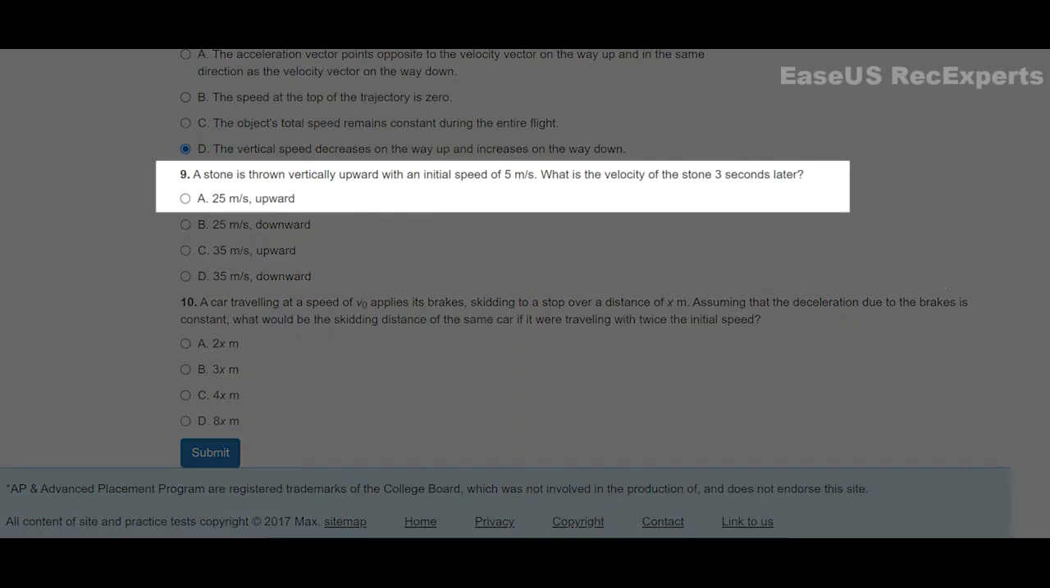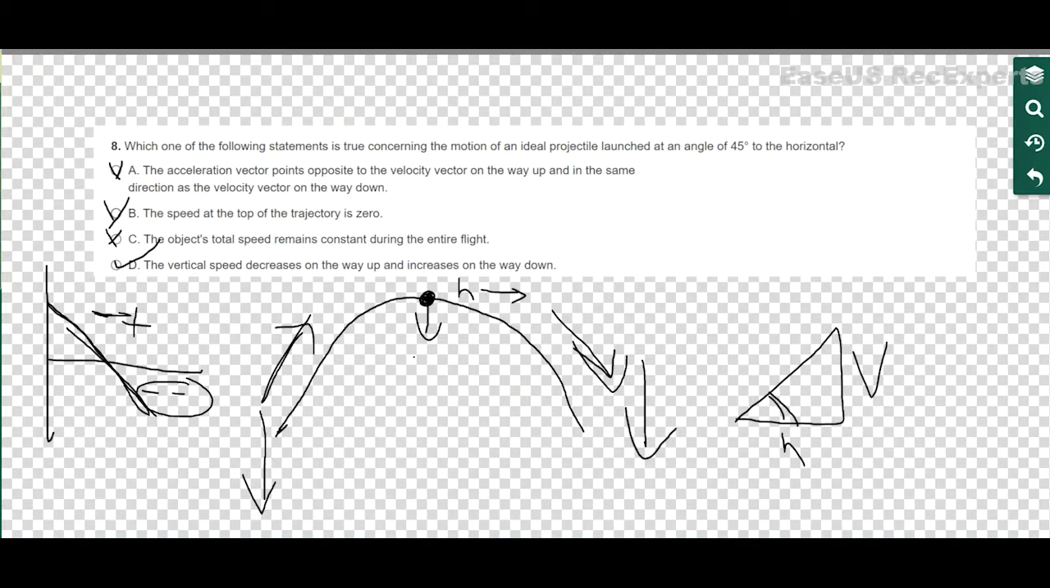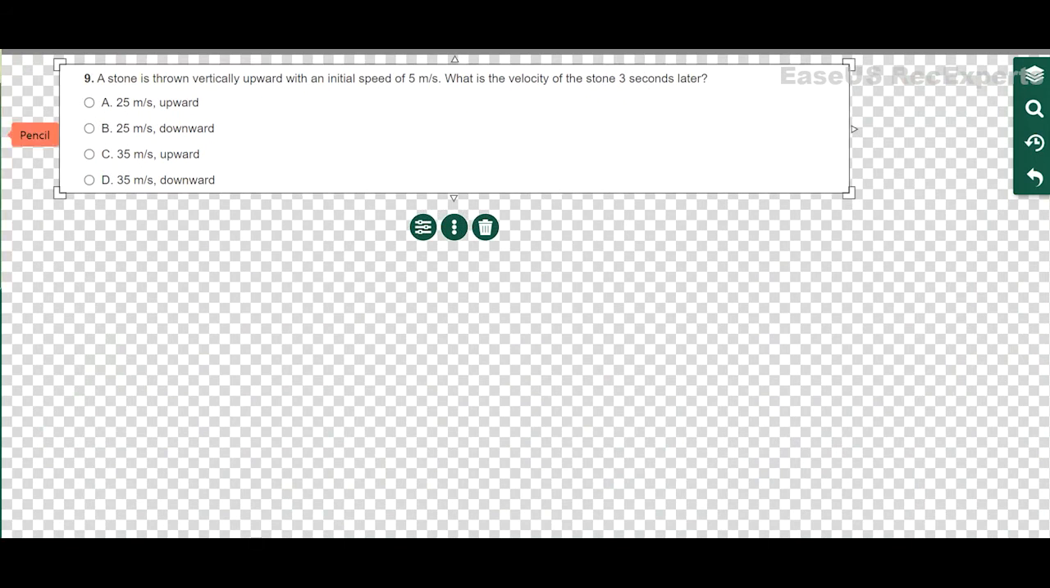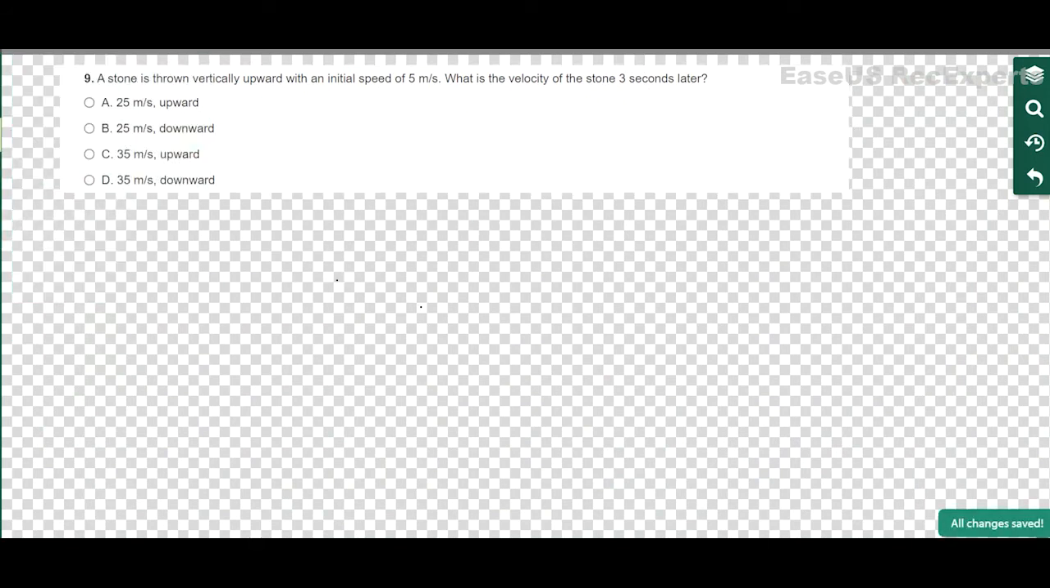Now let's take a look at number 9. A stone is thrown vertically upward with an initial speed of 5 meters per second. What is the velocity of the stone 3 seconds later? Because it is thrown vertically upward, we don't have to worry about horizontal velocity, right? And if we are throwing it vertically upward, our only force against it is gravity, right? Which once again accelerates at -10 meters per second squared. So we have our time of 3.